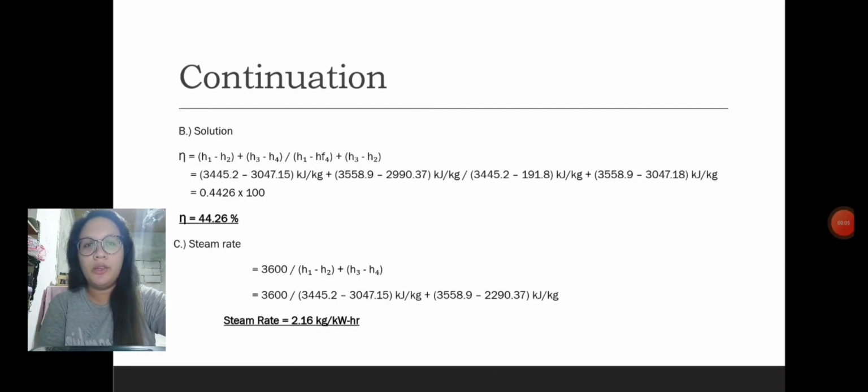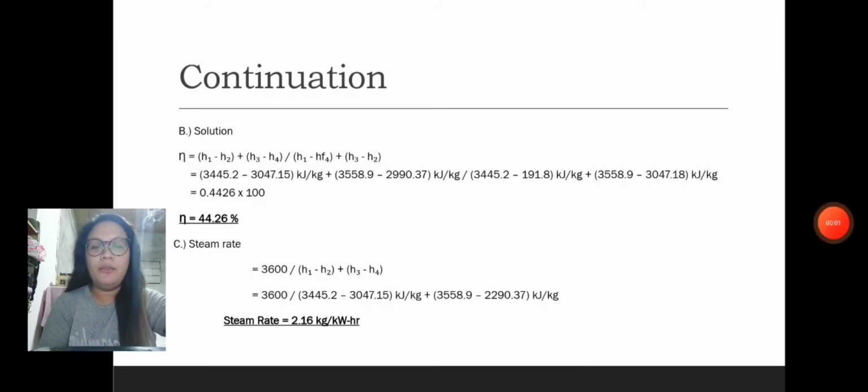We will now find the value for the cycle efficiency. The formula of efficiency is H1 minus H2 plus H3 minus H4, divided by H1 minus HF4 plus H3 minus H2. Then, we will substitute the given values in each variable, and it becomes 0.4426 multiplied by 100. Now, we have the efficiency, which is 44.26%.